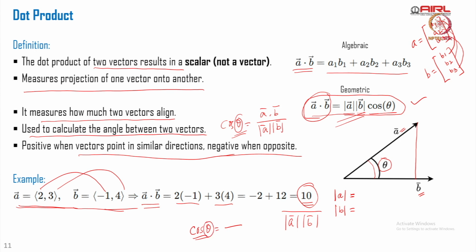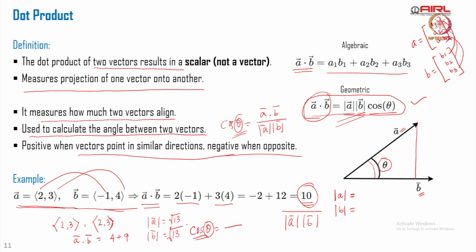Now, how much two vectors are aligned is measured by the dot product. So let's take two similar vectors, 2, 3, and another vector which is also 2, 3. What will be the dot product? The dot product will be 4 plus 9. What is the magnitude of A? The magnitude of A is square root of 13, and the magnitude of B is square root of 13.